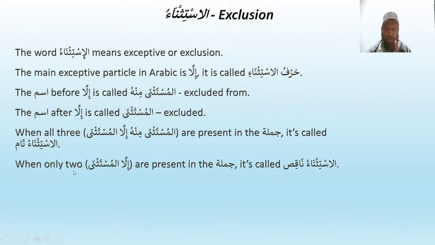When only two, harful istithna and al-mustathna, are present in the jumla, but the mustathna minhu is not present, so only these two main ones are present in the jumla, it is called al-istithna'u naqisun, or istithna'un naqisun.